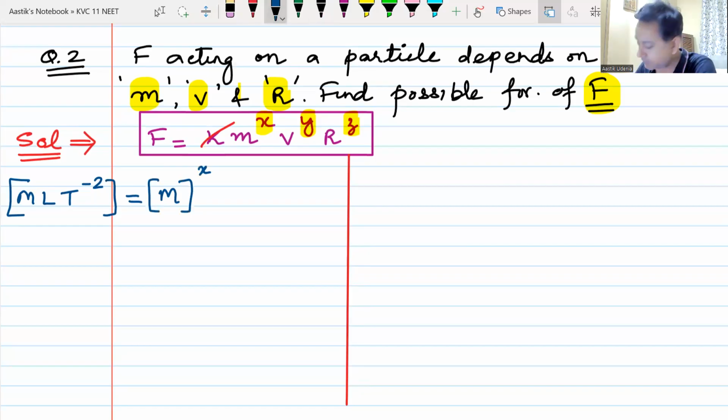Dimension of V, LT^-1. Well done. I'm having a lot of participation. That is what I love. Raised to the power of Y. Dimension of R, my dear friends, L. That is F. Great. Raised to the power of Z.